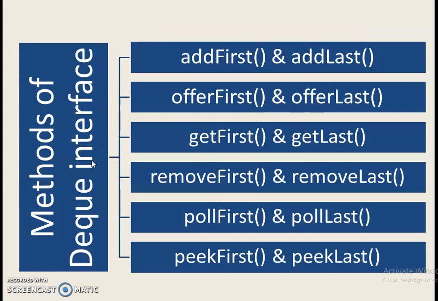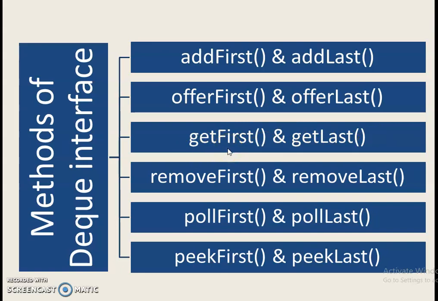And here we have the methods of the Deque interface. We have the addFirst method and addLast method to add the specified element at the beginning and at the end. We have the offerFirst method and offerLast method to add the specified element at the beginning and at the end. The difference, again the same: addFirst and addLast throw an exception when the operation is not successful, but offerFirst and offerLast return false, right?